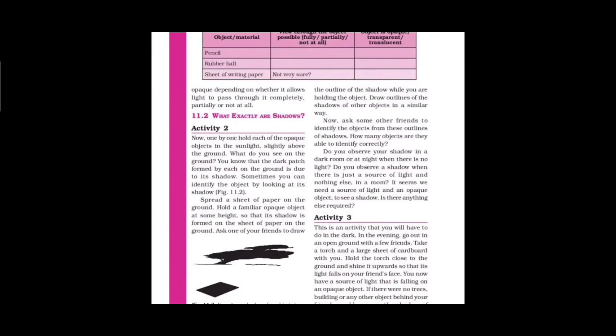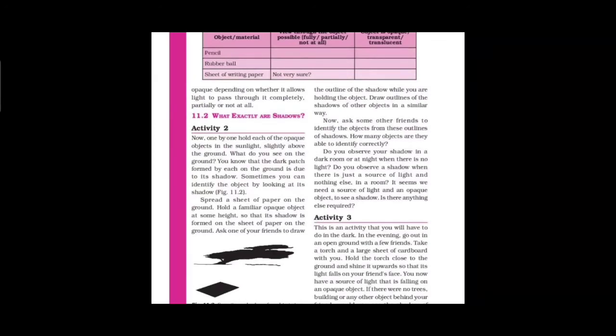Sometimes you can identify the object by looking at the shadow. Sometimes we may not. If you place a pencil near the sunlight and the shadow is pencil shaped, you can easily identify it as a pencil. It varies based on the object and the shadow, and sometimes we can't identify it.